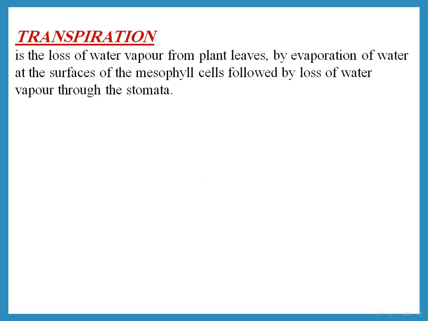Okay, then we said the water will go up to the leaves, but when it goes to the leaves, it does something called transpiration. And you should know that transpiration is the loss of water vapor from the leaves. So the water is lost from the leaves in the form of water vapor. Now, how does this happen? It happens by evaporation of the water at the surface of the mesophyll cells followed by loss of water through the stomata.